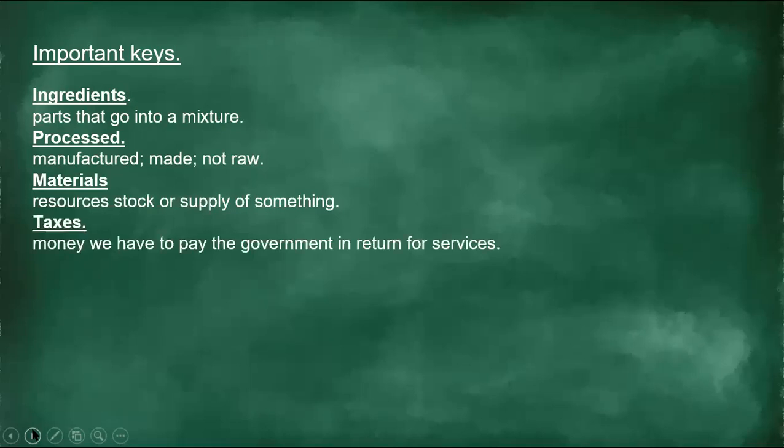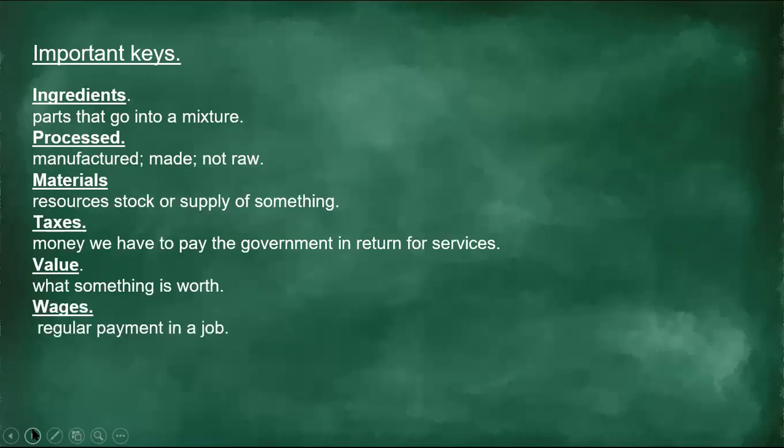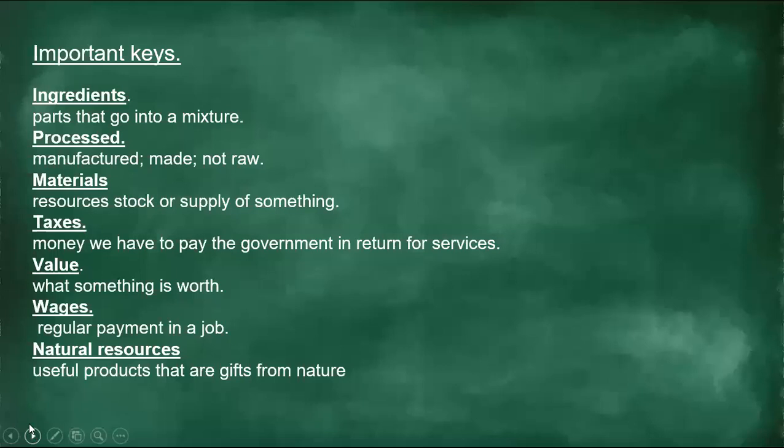Taxes: money we have to pay to the government in return for services. It's the money we pay to the government, okay? It's a tax. We are bound to pay it. Value: what something is worth, okay? The worth of something. And then wages: a regular payment in a job. It's what you get when you are working. Natural resources: useful products that are gifts from nature. We get them from nature.